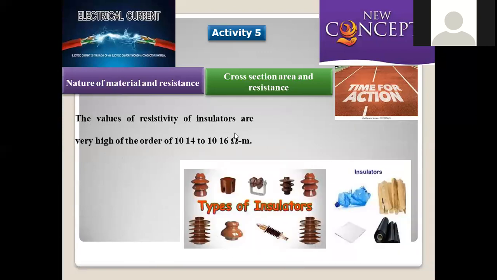Now, the resistivity values of insulators are very high, because resistivity is nothing but opposing power, and an insulator also has an obstacle to the passage of current. That's why insulators have high resistivity, and the value always ranges between 10 to the power 14 and 10 to the power 16 ohm meter. So 10^14 to 10^16 ohm meter resistivity is offered by insulating materials.